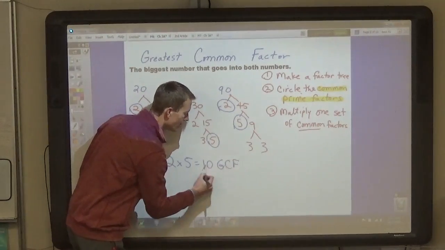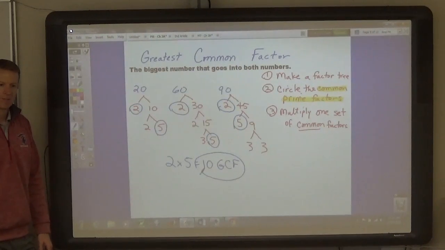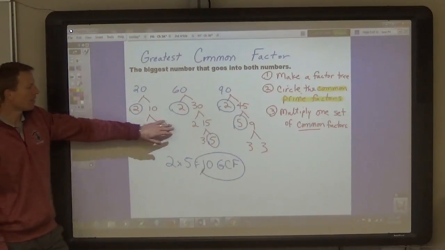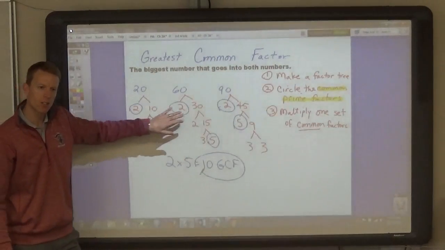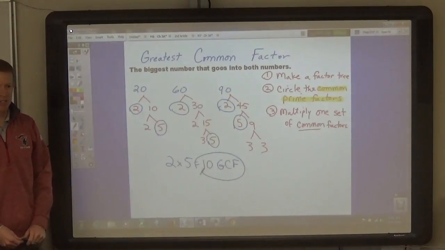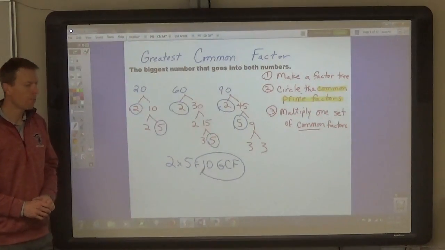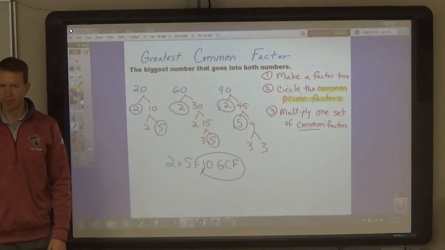Great. It's really not that complicated once you get used to what you're doing. Okay? Factor all the numbers, circle the common factors, and then multiply them.